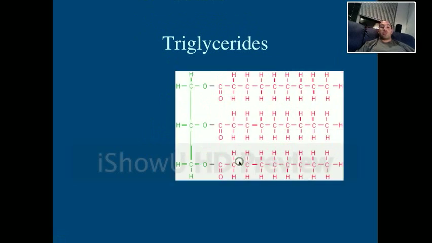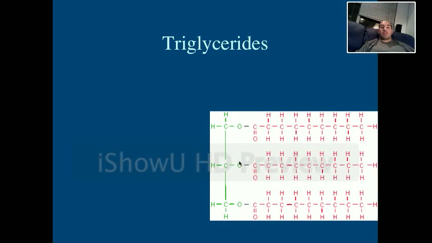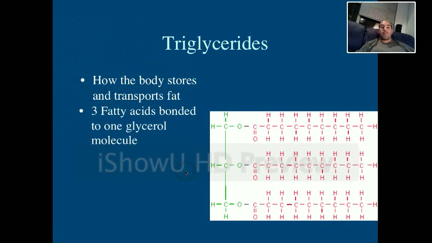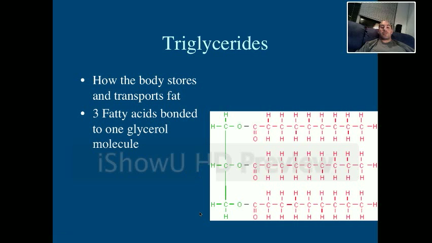And triglycerides, tri meaning 3, this is a triglyceride. So the green is the glycerol, and then each fatty acid is the red. So it's how we store fat and transport it. And again, this is the glycerol with the 3 fatty acids. Now, what doesn't change is the glycerol. The glycerol stays the same, but the 3 fatty acids can change. There's a bunch of different types.